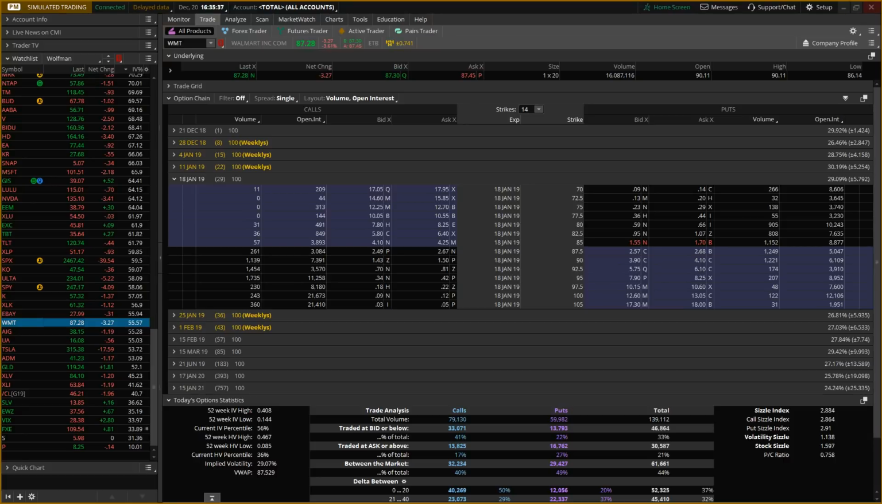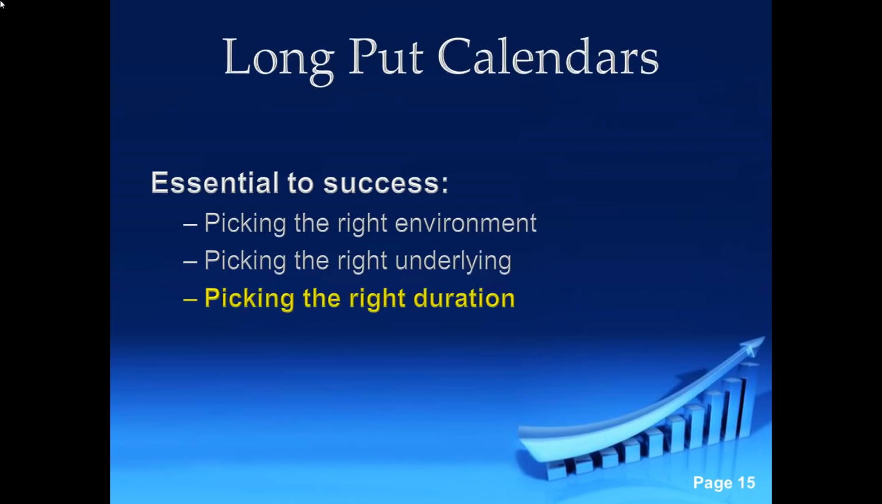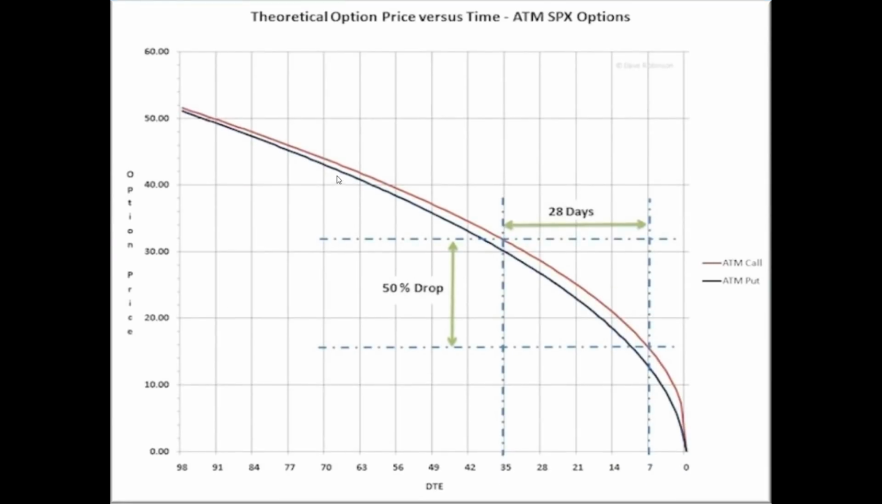You're going to have to come to me in a sense. Okay. And picking the right duration. The right duration is really key to this because we want to exploit theta decay in the front month and take advantage of the lack of theta decay in that further duration. So we're going to be looking at right around this area here.